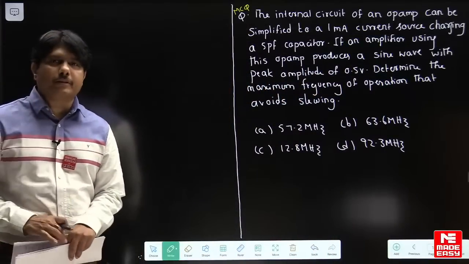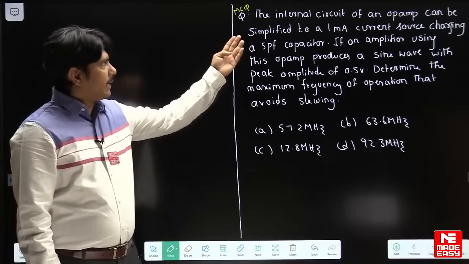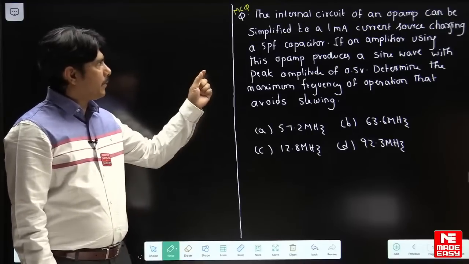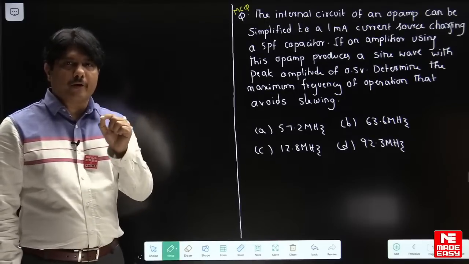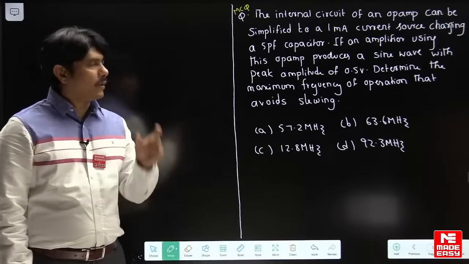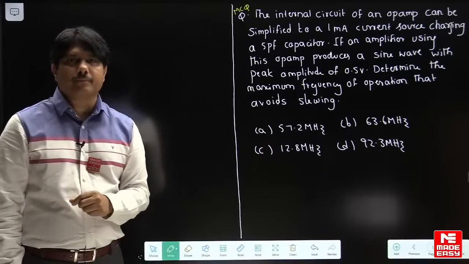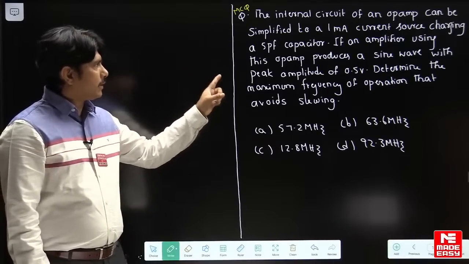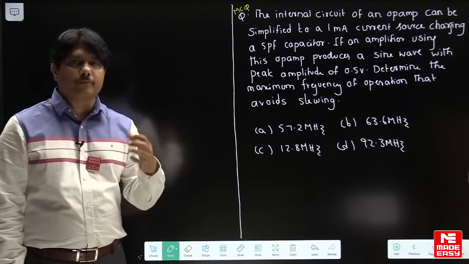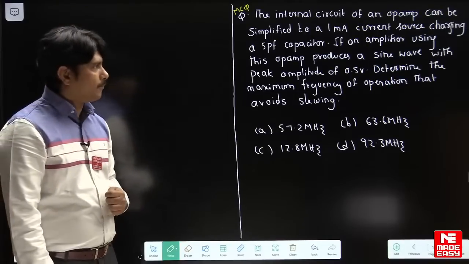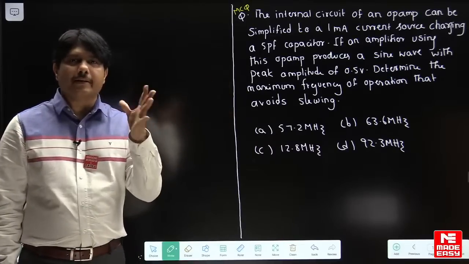So again, an op-amp question is coming now. Let us understand, read the problem properly. I'll also read the question. The internal circuit of an op-amp can be simplified to a 1 milliampere current source charging a 5 picofarad capacitor. If an amplifier using this op-amp produces a sine wave with a peak amplitude of 0.5 volts, it is producing an output voltage of peak value of 0.5. Determine the maximum frequency of operation that avoids slewing.